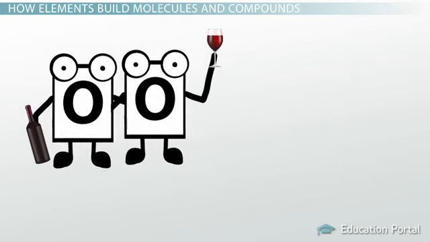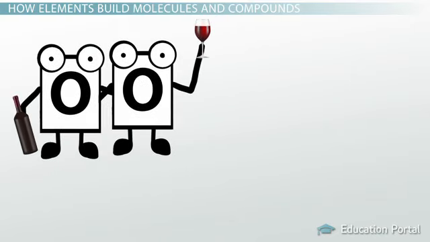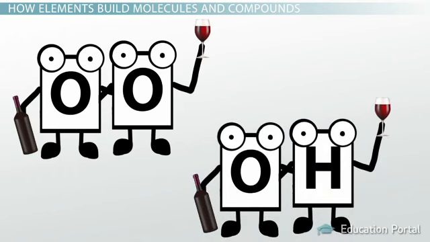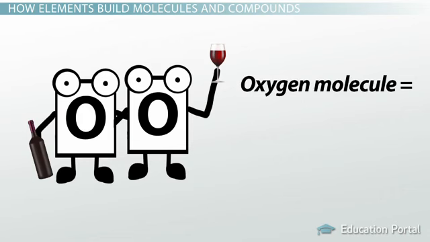Molecules can be comprised of atoms from only one type of element or have atoms from more than one type of element. For example, an oxygen molecule is formed from atoms from only one type of element, oxygen. An oxygen molecule is abbreviated as O2 because it includes two oxygen atoms.